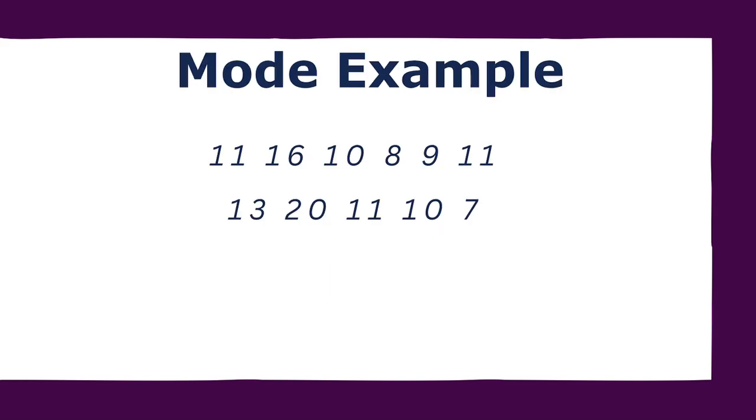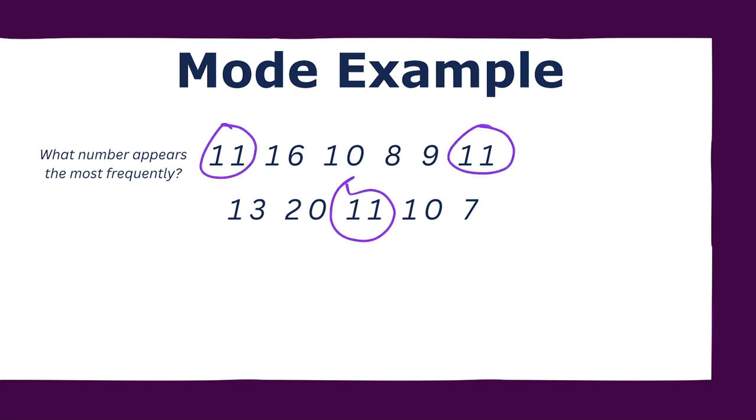So I have my mode example here with a little bit of a larger data set. I have 11, 16, 10, 8, 9, 11, 13, 20, 11, 10, and 7. My first step would be to see what number appears the most frequently. Looking, I see that I have 11 3 times. I have 16 once. I have 10 twice. 8, 9, 7, 13, and 20 only appear once. So this means that 11 is my mode. 11 is what occurs the most.